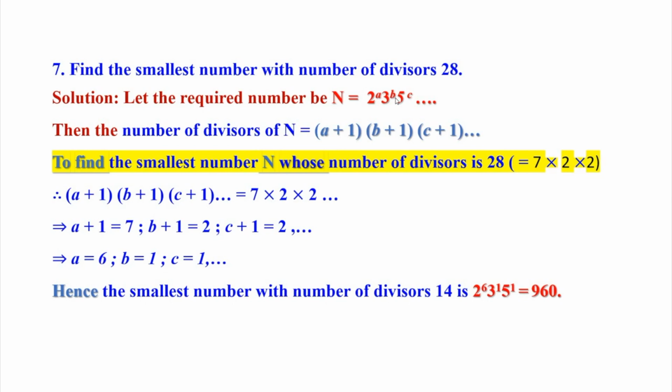So substituting the values for a, b, c is what we get. There again, there can be any number of numbers with so many divisors, but what we have found here is the smallest one.